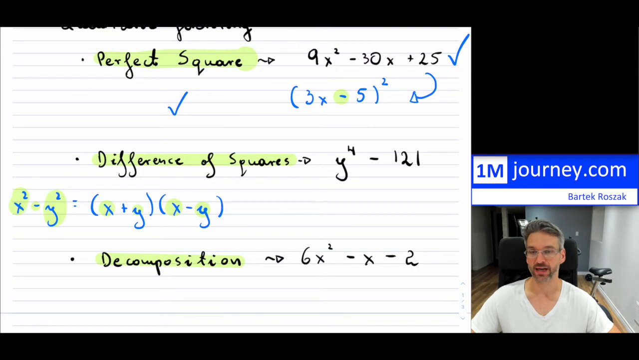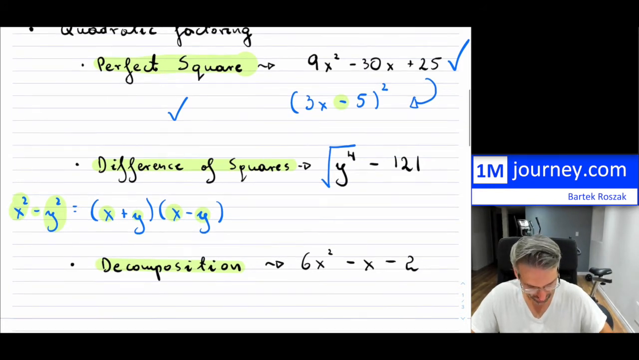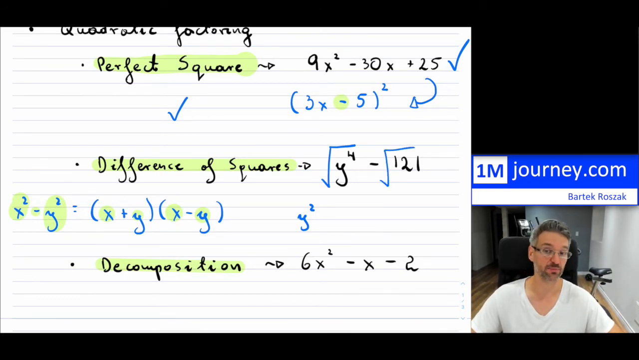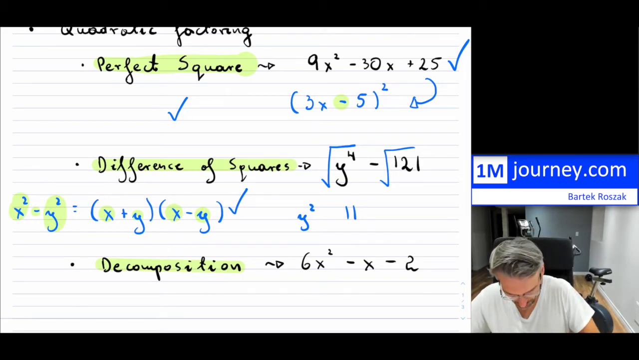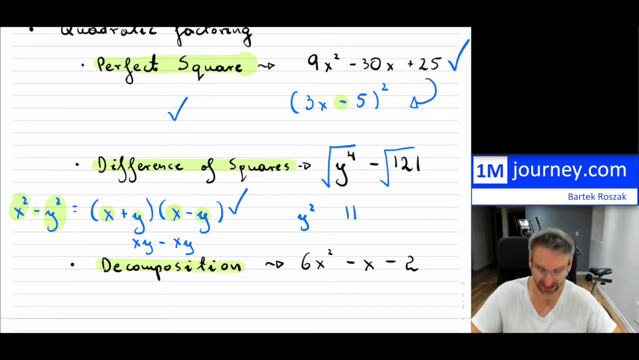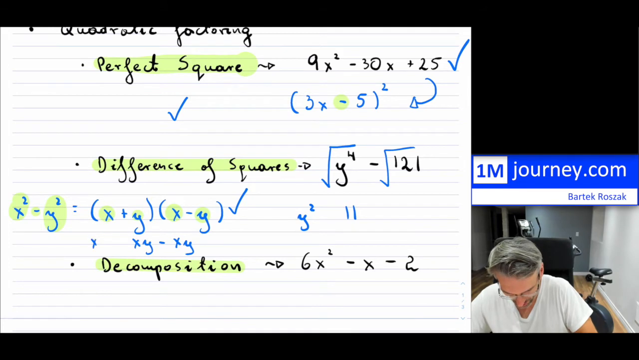And it works exactly the same way as your perfect squares, where you take the square root of your first term. In this case, the square root gives me y squared. Then you take the square root of the second and check: is it a perfect square or not? 121 is actually 11. So I have now 11. Because there is no middle term in this case, the middle term disappears because you had a difference of squares. If you expanded this out, those middle terms, which would have been xy minus xy, just subtract from each other. Then all that is left is your x squared right there, and your y squared at the end.